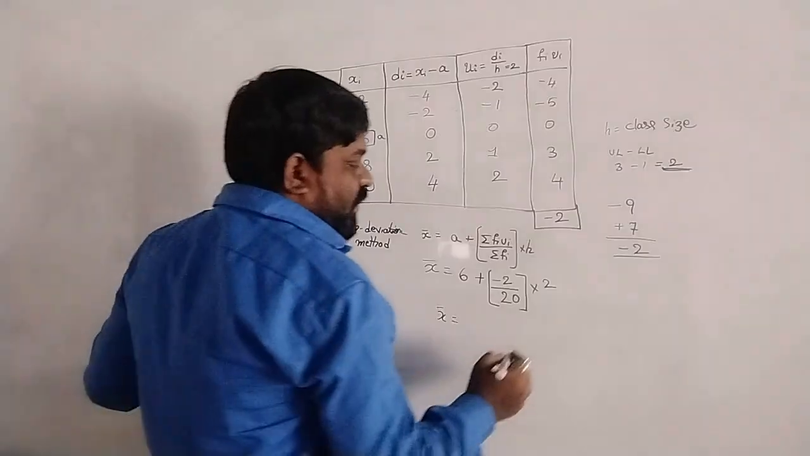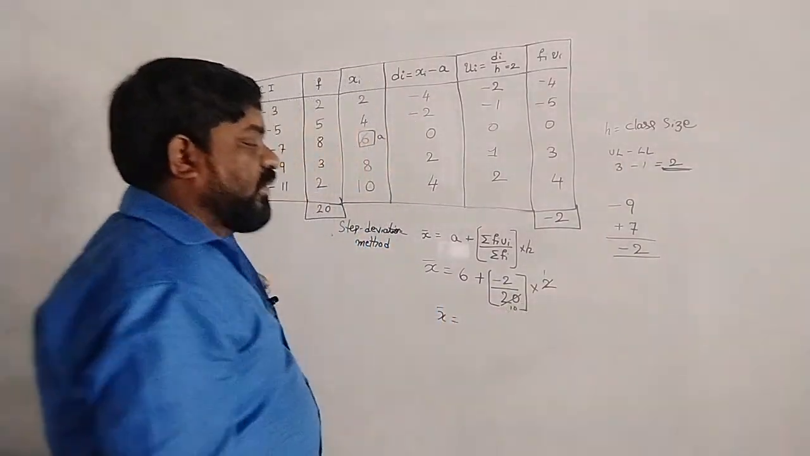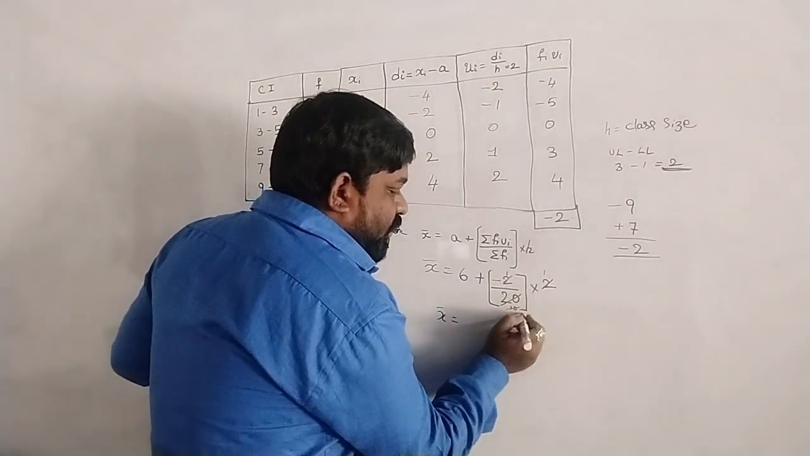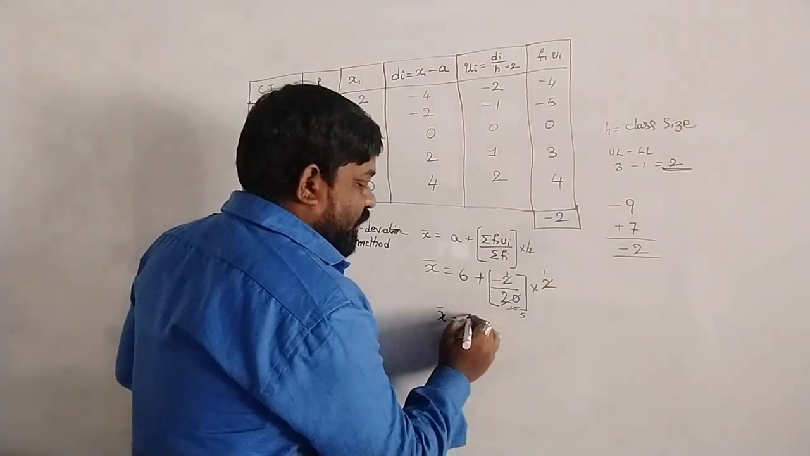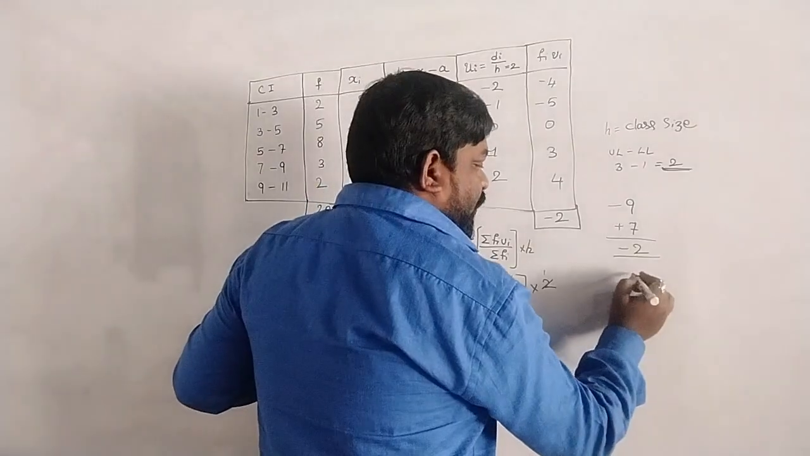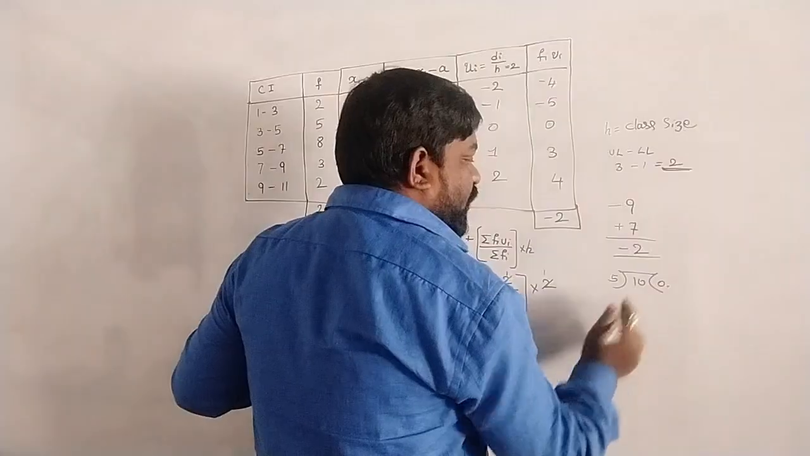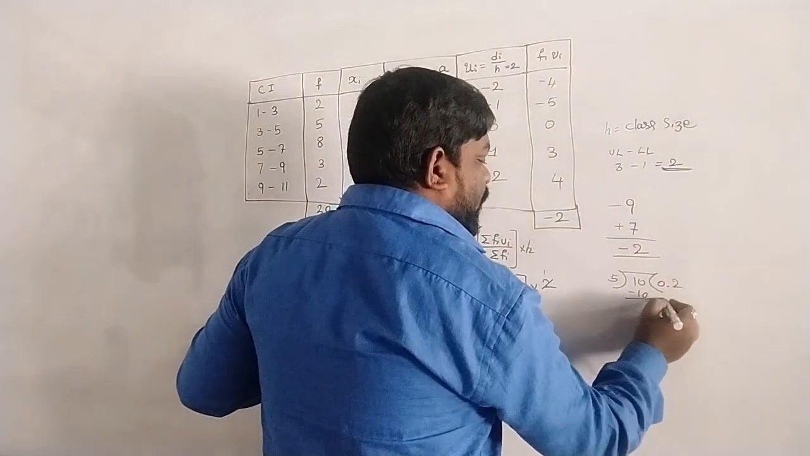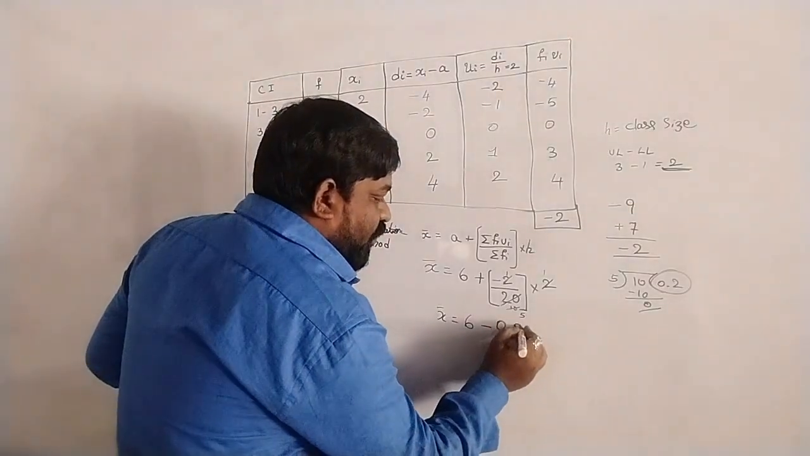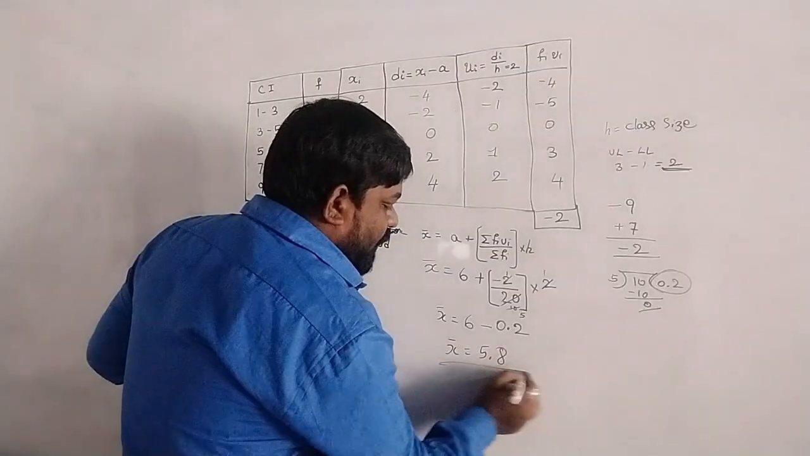So x dash equals now, 2 ones are 2, 2 tens are 20, it will get cancelled. Next, 2 ones are 2, 2 fives are 10. So 6 plus, into minus, we have minus 1 by 5. So take a decimal point and write 0 here. 5 twos are 10. So we got 0.2. 6 minus 0.2. So x dash equals 5.8 is the answer.